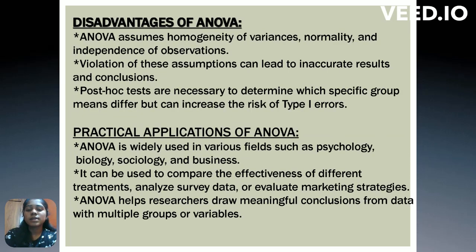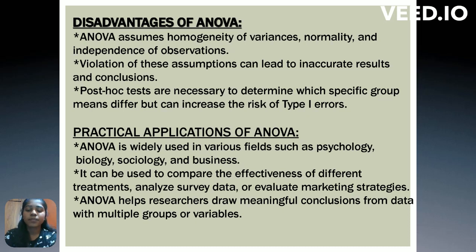Then what are the disadvantages of ANOVA? ANOVA assumes homogeneity of variance, normality, and independence of observations. Then violation of these assumptions can lead to inaccurate results and conclusions. Then post hoc tests are necessary to determine which specific group means differ but can increase the risk of type 1 errors.